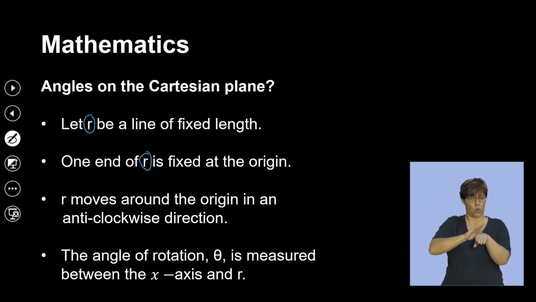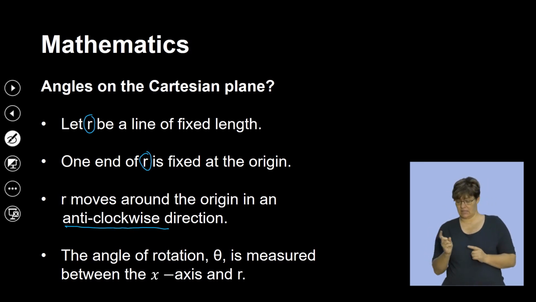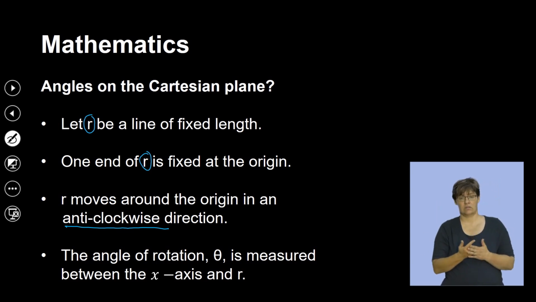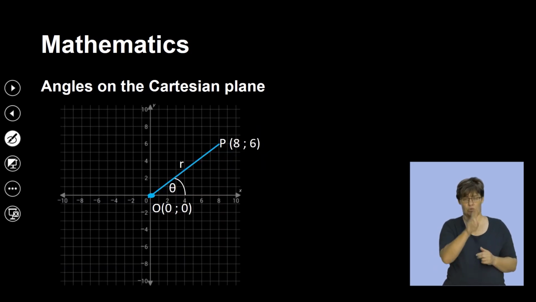For us to measure angles on a Cartesian plane, we start from the x-axis on the right-hand side, and we move in an anti-clockwise direction. Then the angle of rotation theta is normally measured between the x-axis and R, as I just said. So let's look at this. I'm using 8 and 6 because it makes a right-angled triangle if I conclude it by drawing the line like that.